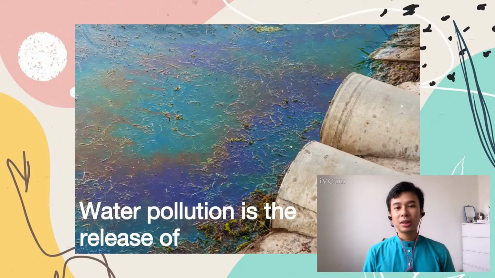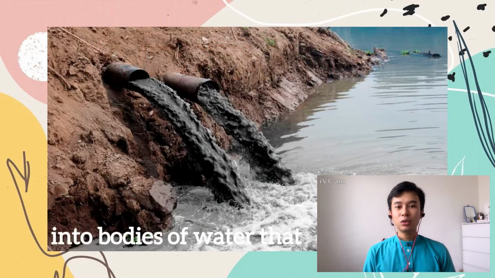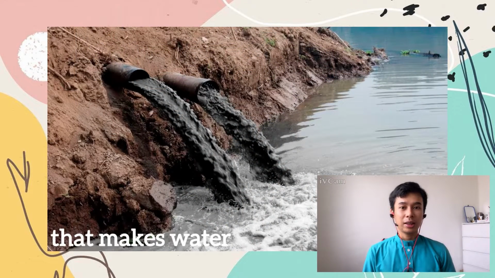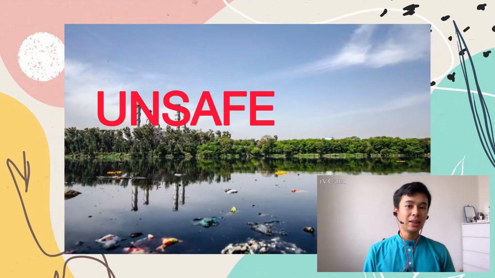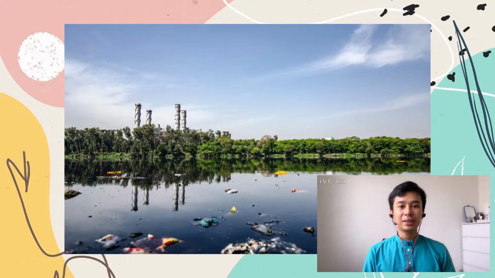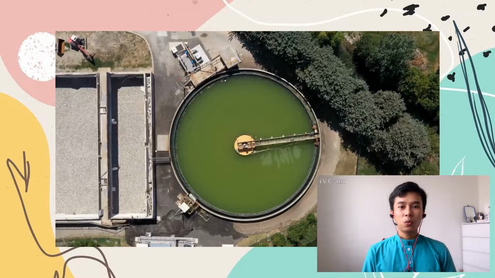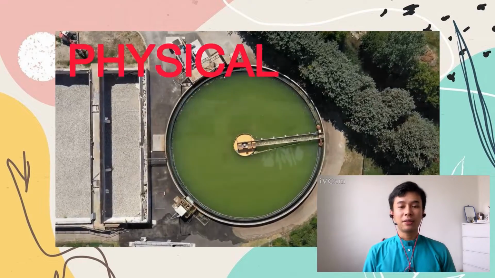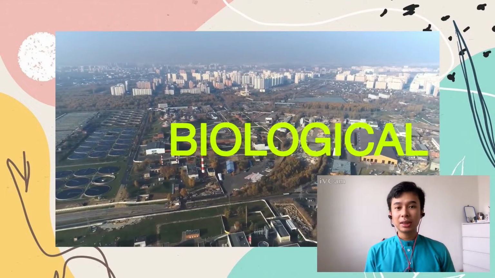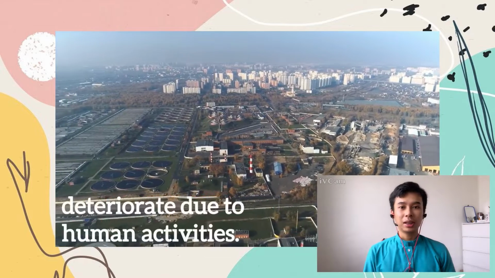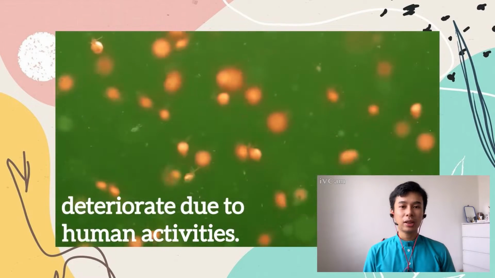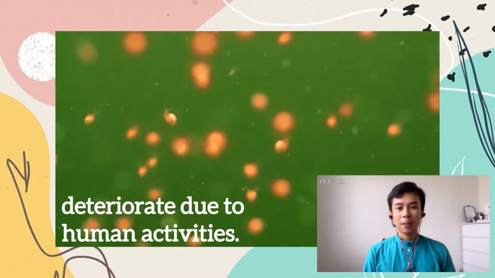Water pollution is a serious environmental issue that can cause serious health and economic problems to our country. Water pollution is the release of substances into bodies of water that makes water unsafe for human use and disrupts aquatic ecosystems. Water gets polluted when the physical, biological, and chemical properties deteriorate due to human activities.